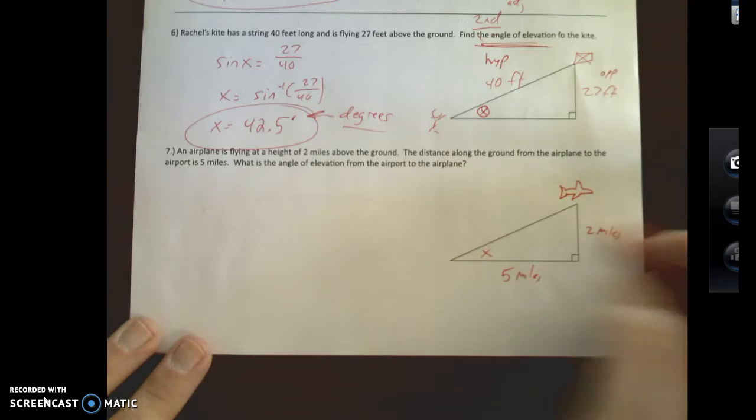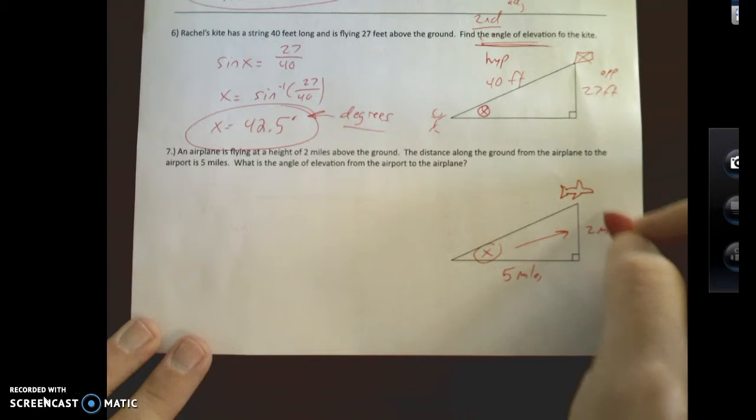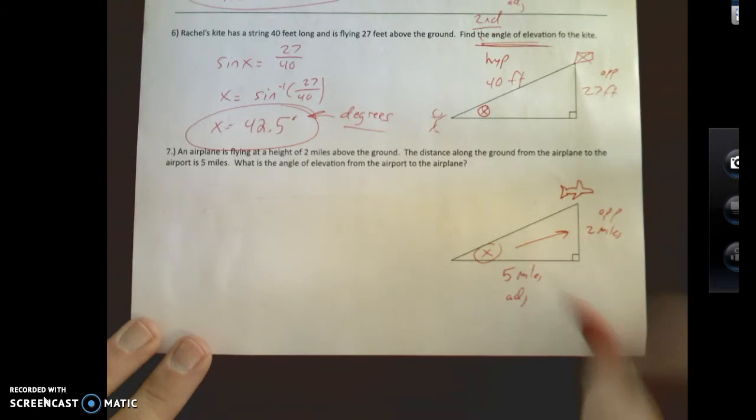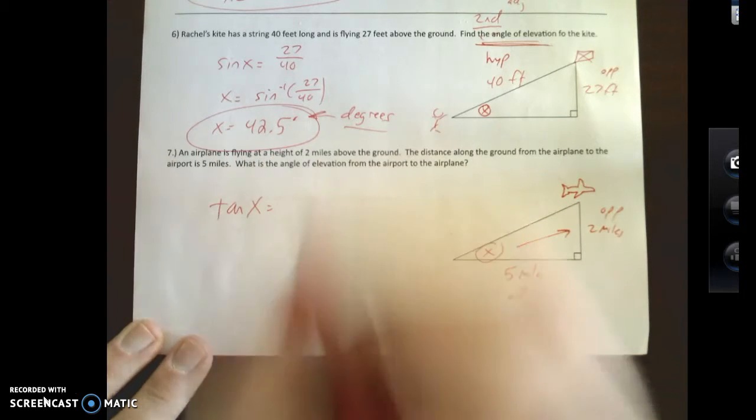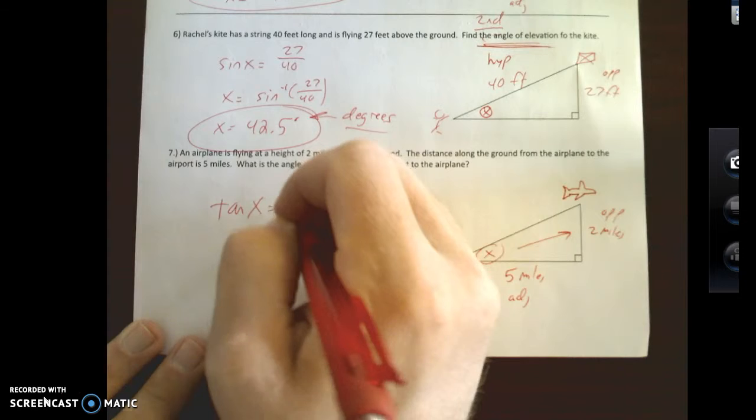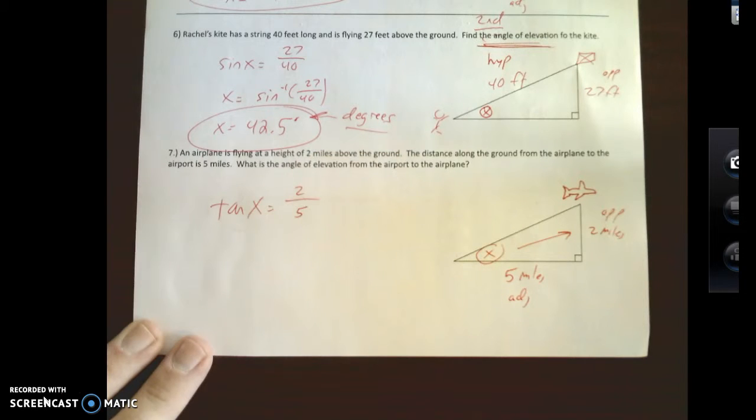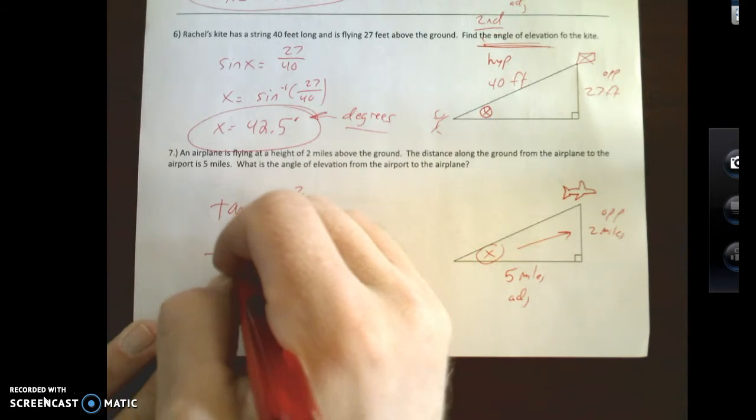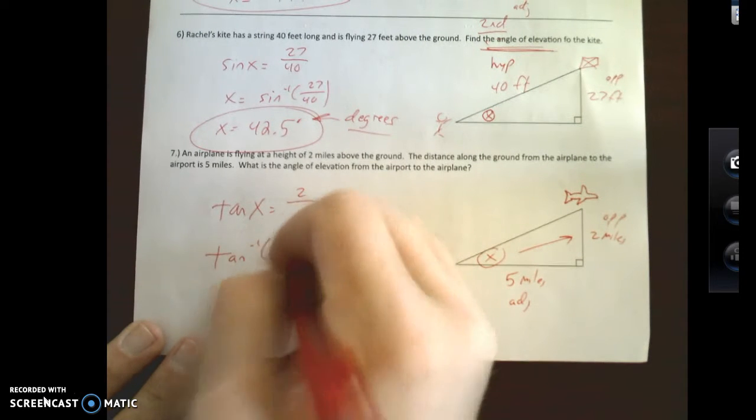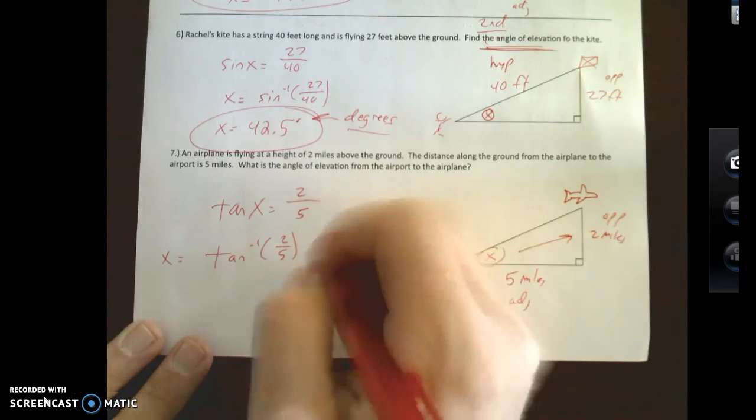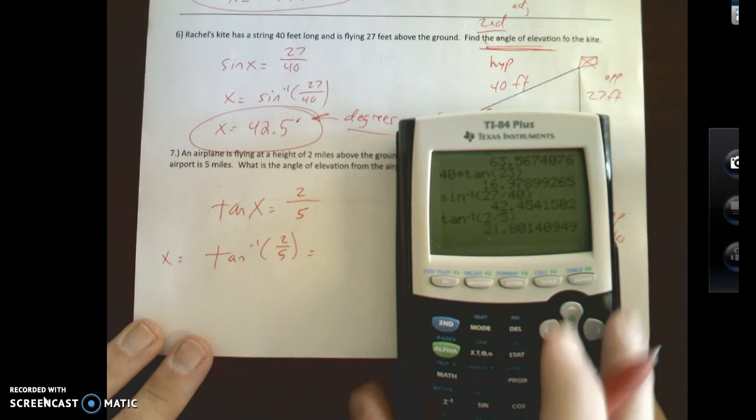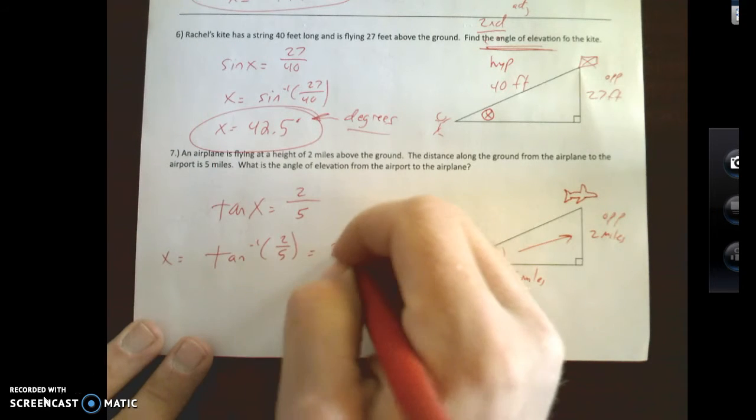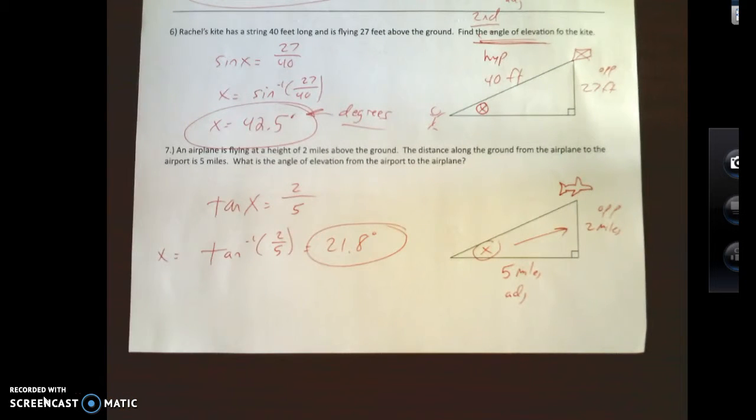So here's my x. Here's opposite. Here's adjacent. That would be tangent. So tangent of x equals O over A, 2 over 5. So tangent inverse of 2 over 5. I'm just going to hit second tan on here. 21.8. And that would be 21.8 degrees.